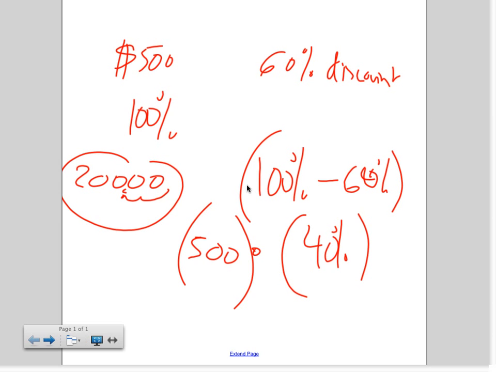So the third scenario is I have the same jacket, and I put the whole thing together. I have tax and I have discount all in the same problem. So how do you solve for something like that? Let's take a look at this one.